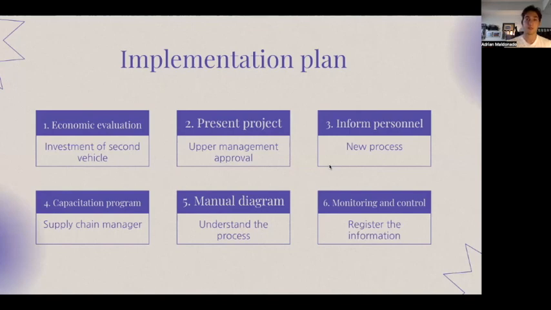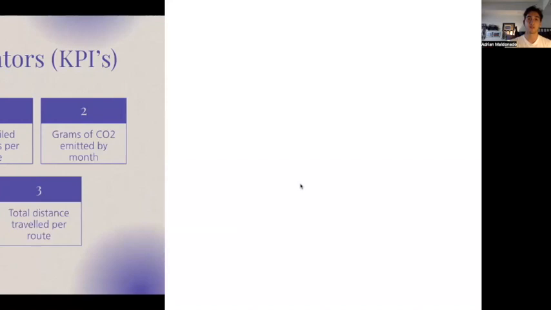After all this is done, the company will start to use the new process, and the second vehicle will be monitored, and the information will be registered to evaluate the positive impact. Considering this implementation plan, the main activities required will be to generate an economic evaluation for the investment required, present the project to the upper management, capacitate and inform the new process to the personnel, and monitor and register the new process information. For the monitoring of the new process, it will require the company to start measuring key metrics that will help evaluate if the project is being beneficial.